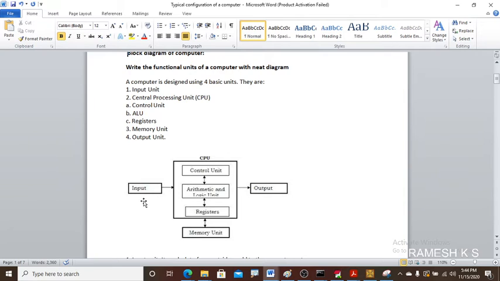One is the input unit. This is the input unit. This is the central processing unit. This is the control unit, this is the arithmetical logical unit, and registers, and the memory unit, and the output unit. So this is the block diagram of a computer. So let us learn the explanation of each and every unit.